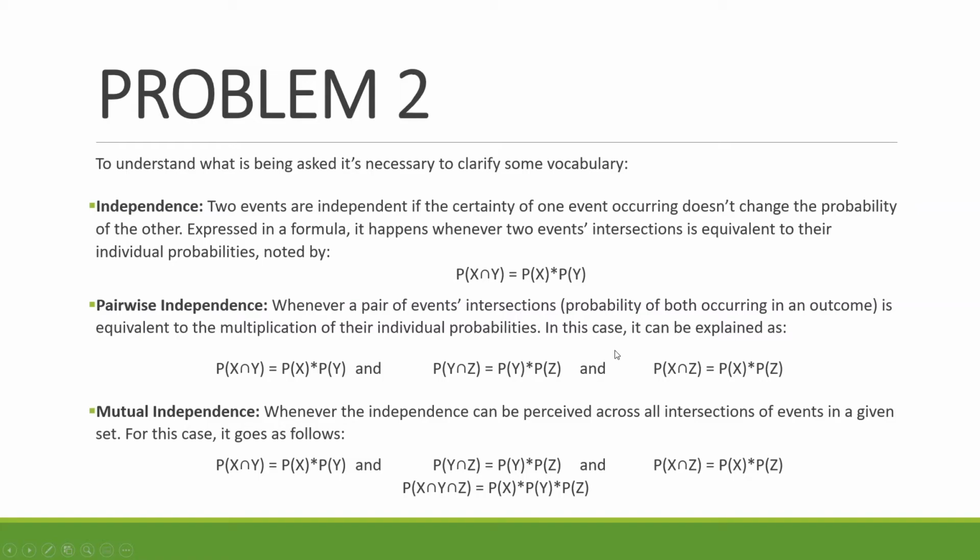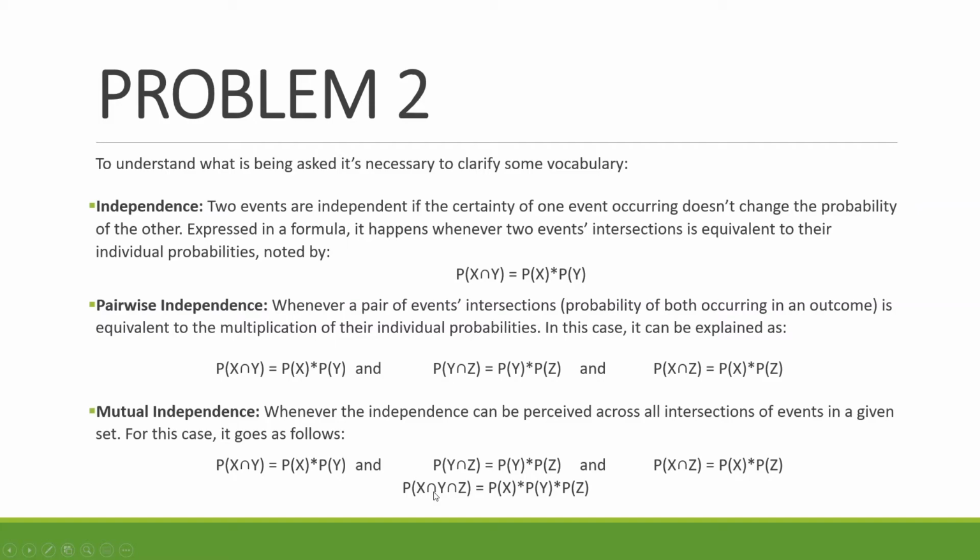And mutual independence basically states that the independence can be perceived across all intersections of events, meaning that we not only want the pairwise independence check, but also to verify that for all the events included, in this case 3 events, P of x and y and c should be equal to P of x times P of y times P of c.